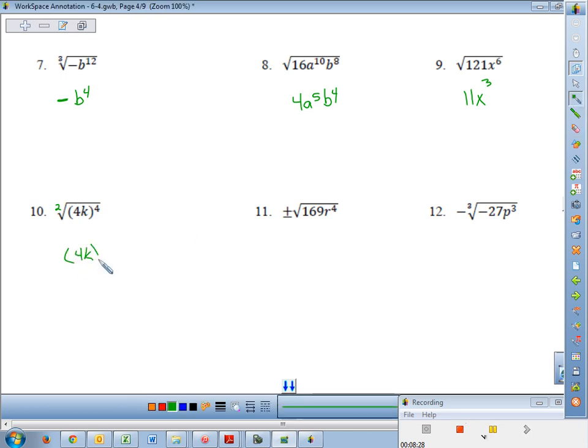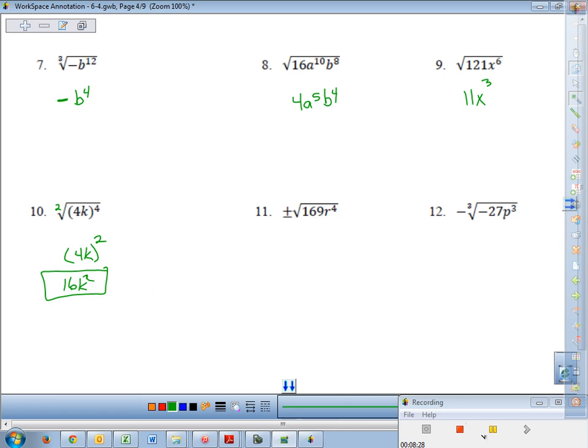4k to what power now? To the 2nd. That's really 4k to the 2nd. Because you took it times itself 4 times in a row, and then you wanted to know, what's the square root of that, so you just split it into 2 equal pieces. Now, can't we simplify this? What's 4k, quantity squared, turn out to be? 16k squared. Box them up.